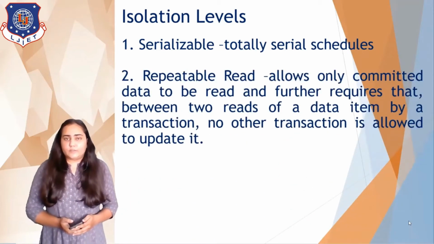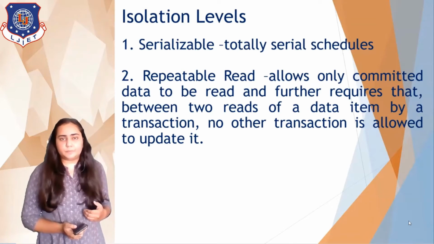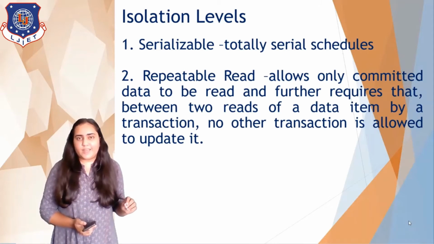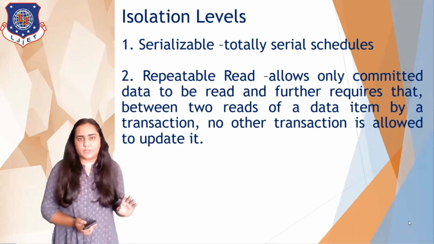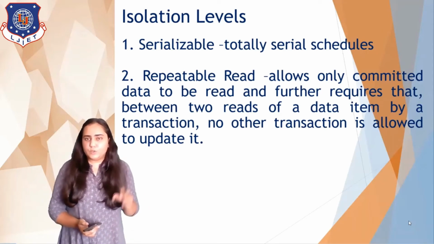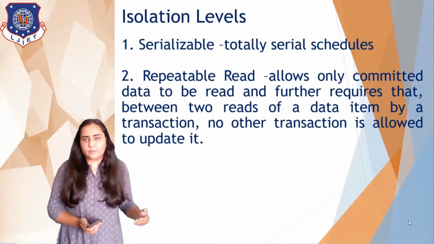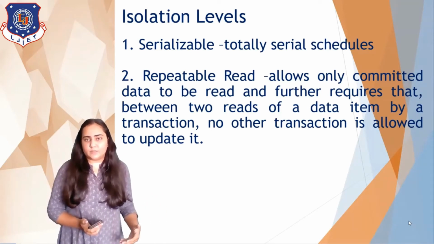The second isolation level is known as the repeatable read level. Here, only committed data is allowed to be read, which means if there's a transaction that has written a data item A, then another transaction can read that data item A only after that previous transaction has committed. So once again, if there are two transactions, T1 and T2, and T1 has written a data item A, then T2 can read that data item only after T1 commits.